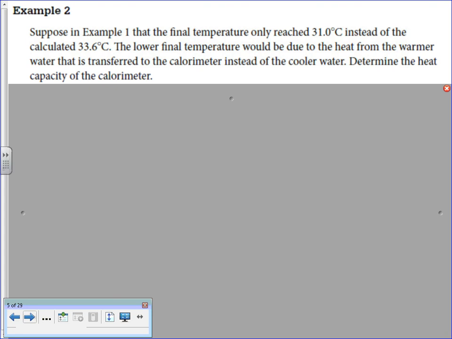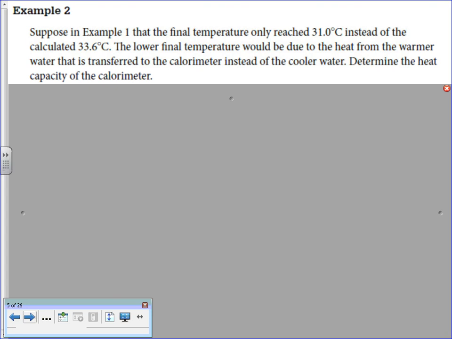The substance, the system, the chemicals, the hand warmer, whatever you're making, right? So we have to be able to account for all the heat gained or lost. So in this, well, yeah, this is similar. I'll go back to example 1 in a second. But using the final temperature we just got, 33.6, instead, it only reached 31 degrees C. So what happened to the rest of the energy?